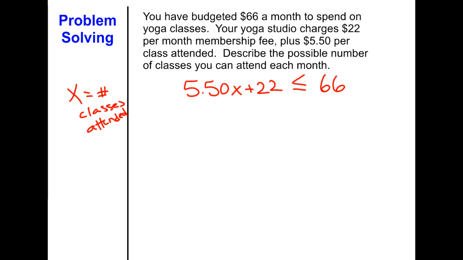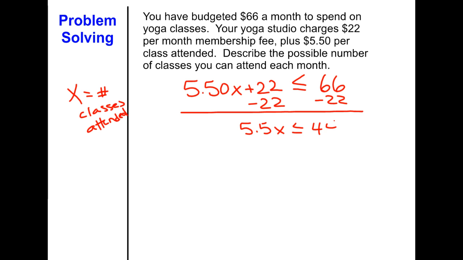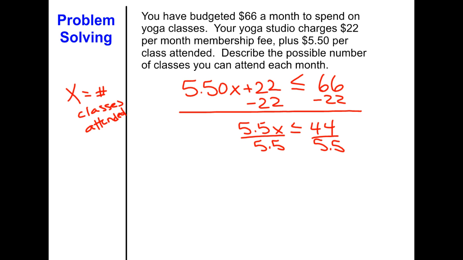So when I subtract 22 away, we get 5.5x is less than or equal to 44. Now I need to divide by 5.5 on both sides, which is going to get me x is less than or equal to 8. Now what that tells you is that I can attend at most 8 yoga classes per month. I can attend 7, I can attend 6, I can attend 5, 4, 3, 2, 1, or 0. But at most, I can attend 8 yoga classes.